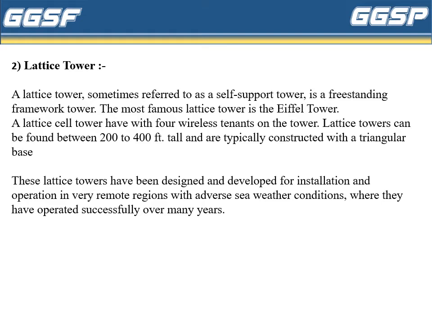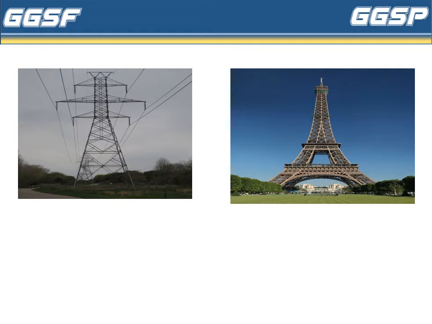Lattice towers can be found between 200 to 400 feet tall and are typically constructed with a triangular base. These lattice towers have been designed and developed for installation and operation in very remote regions with adverse weather conditions, where they have operated successfully over many years. These are some examples of lattice towers. The right one is the Eiffel Tower, which is of typically triangular construction. This is an example of a lattice tower.